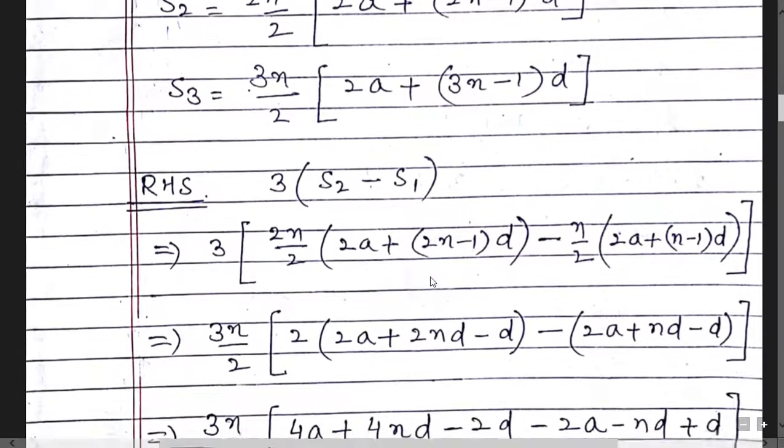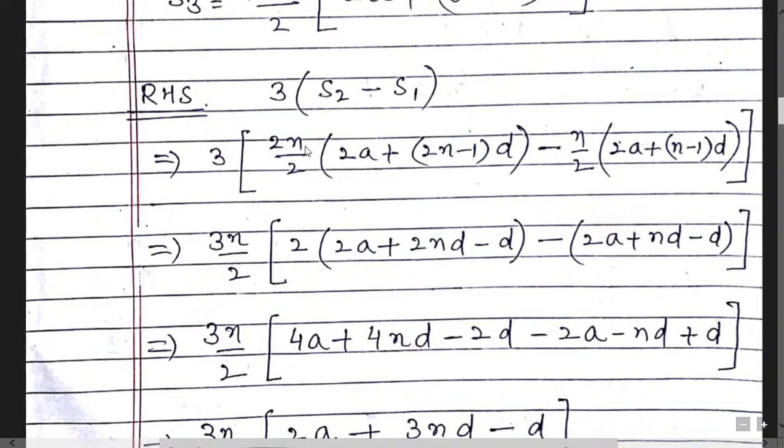Now simply start with the right hand side. Right hand side is 3 into S2 minus S1. Insert the value of S2 and S1. Then take LCM. 2 is LCM. Then 2n into 2a. You can write 2 into. Also you can take n common. It's 2 into 2a plus 2n minus 1 into d. And if n minus 2 is common, then 2a plus n minus 1 into d here.